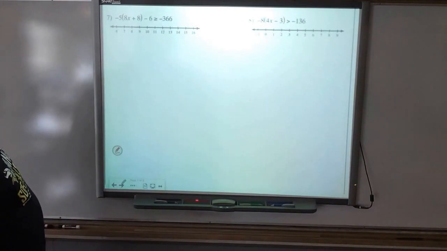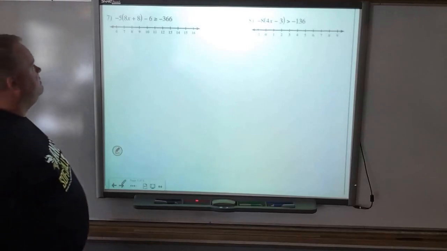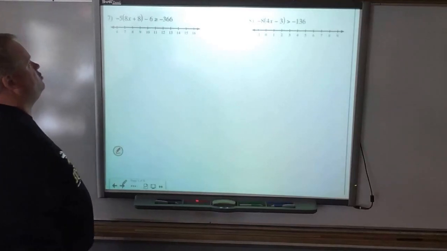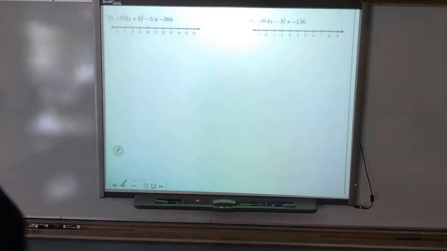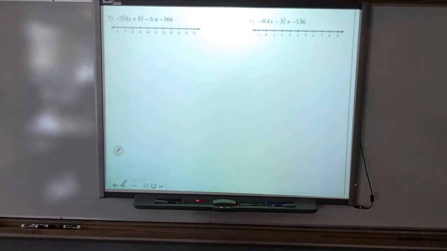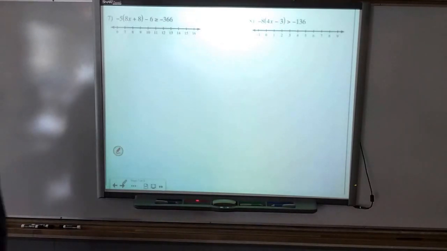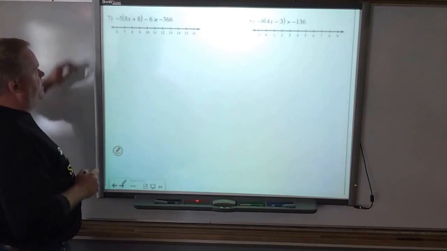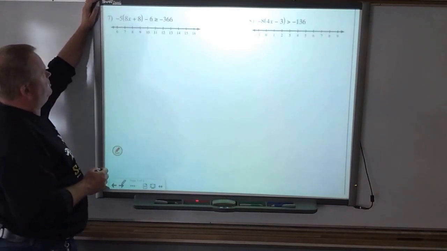Number 7, I've got a negative 5 outside of 8x plus 8 minus 6 greater than or equal to negative 366. That's a big number. All right. First thing I'm going to do is I'm going to distribute. I'm not going to rewrite it this time. I'm just going to start going.